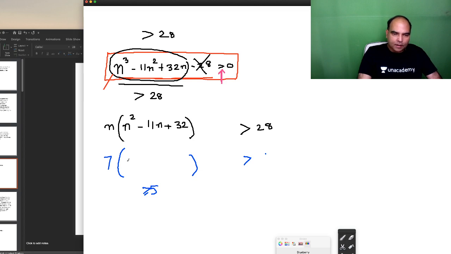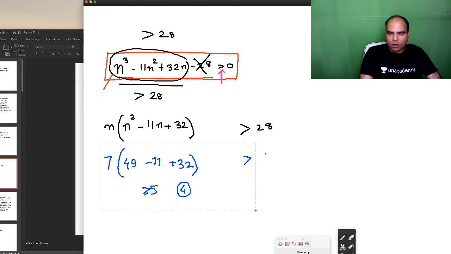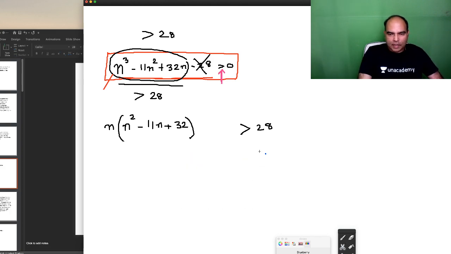So with n is 7, this is 49, this is 32, 81 minus 77. So I'm getting the inside part as exactly 4. 81 minus 77 is exactly 4. So this is not going to give me the answer. So n is 7 पे नहीं हो रहा है. और that clearly also means that n is 8 पे हो जाएगा.